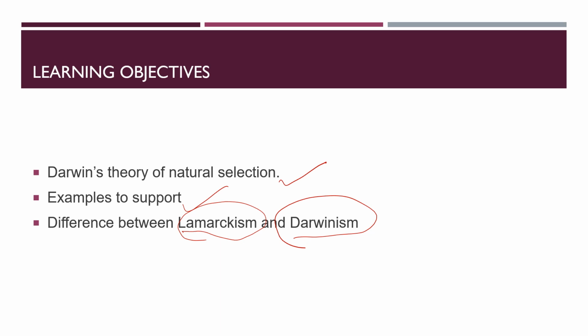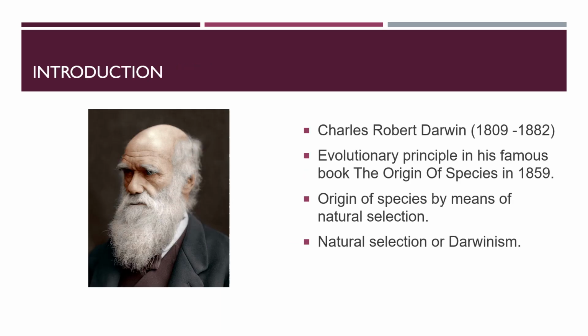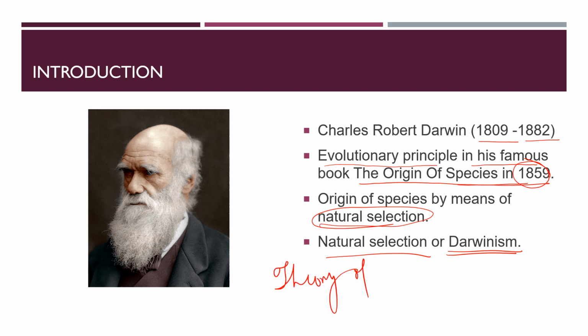So let us start with today's episode. Now let us first do a quick introduction to who Charles Robert Darwin is. Charles Robert Darwin was an evolutionary scientist, a biologist rather. He was born in 1809 and he died in 1882. He explained the evolutionary principle in his famous book, The Origin of Species, in 1859. The book was mainly based on the evolutionary principle, and he described the origin of species by means of the process of natural selection. So natural selection is the theory which he proposed, called the theory of natural selection or Darwinism.